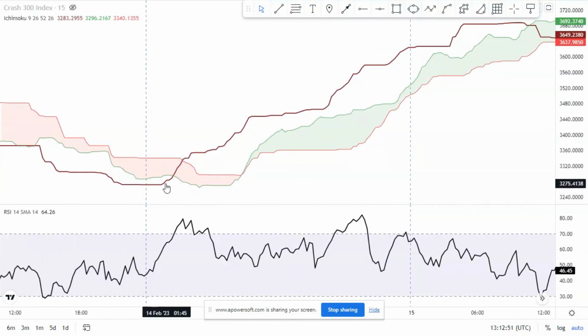Now, if the baseline is crossing the cloud, and then here we are at overbought. Remember, here you can see that the market is overbought. Here you determine that this is going to be just a pullback. This is a pullback.